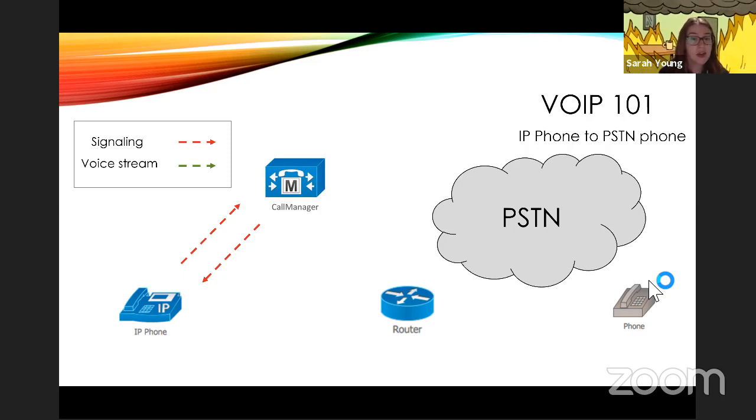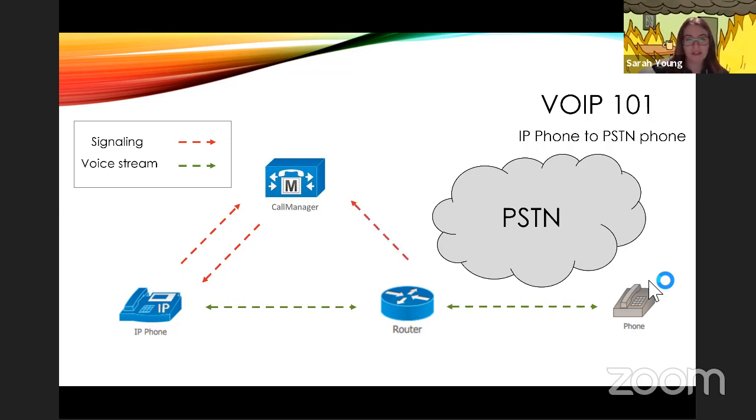So the call manager will, instead of giving the IP address of a phone, if it's a call that needs to go external, give the IP address of the router or the voice gateway. The IP phone will send its voice traffic to the voice gateway, and then the voice gateway will send it out into the PSTN, which will then route it to the phone.